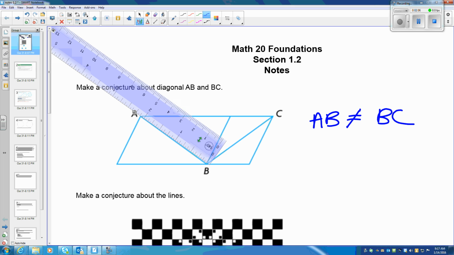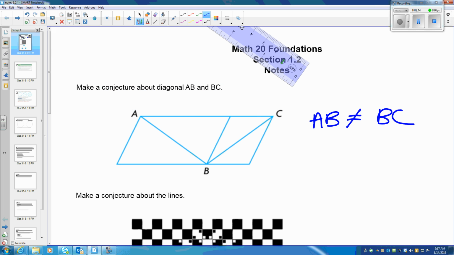So what did we just do to Demira's conjecture? We just proved it wrong, right? So what we did, they might physically look like they're not the same length, but because they're on different angles, right, they are actually the same length. So by measure, they are equal.